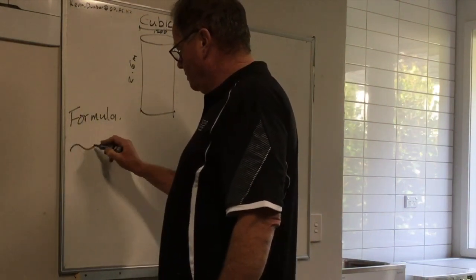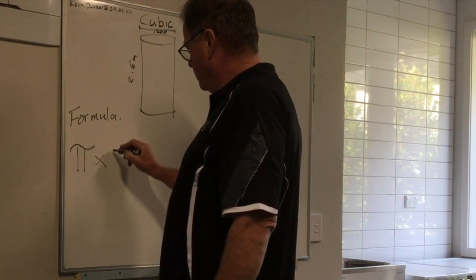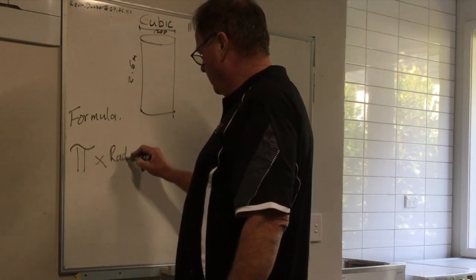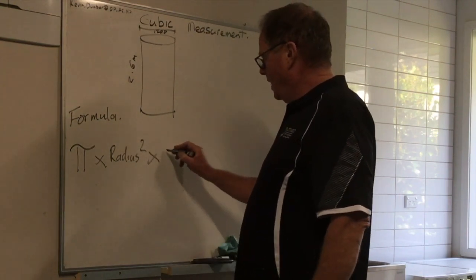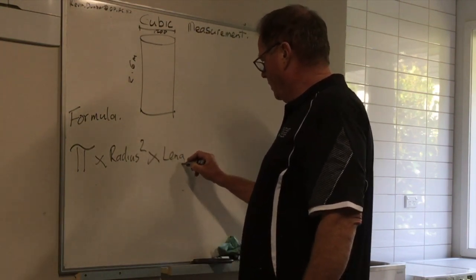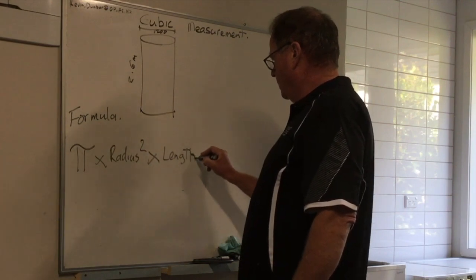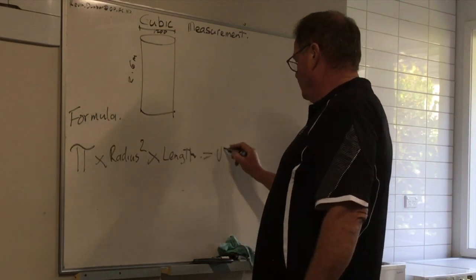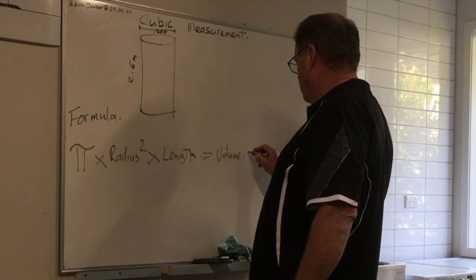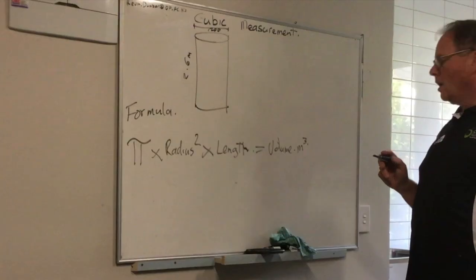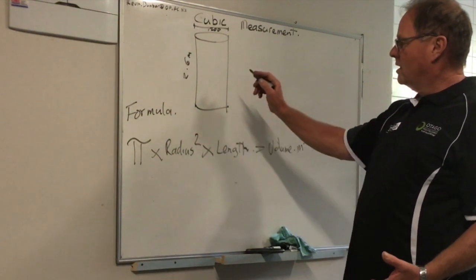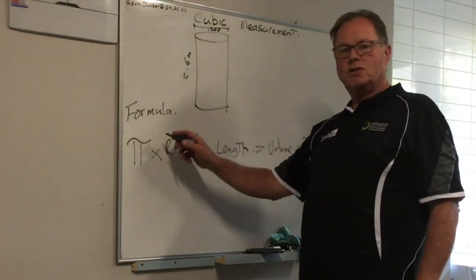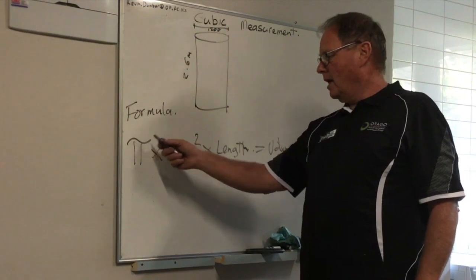Now our formula is pi times radius squared times our length, equals volume. And it'll be in metres cubed. Metres cubed. And now if we check out with these numbers, well, we start by unpackaging this here. And what have we got?